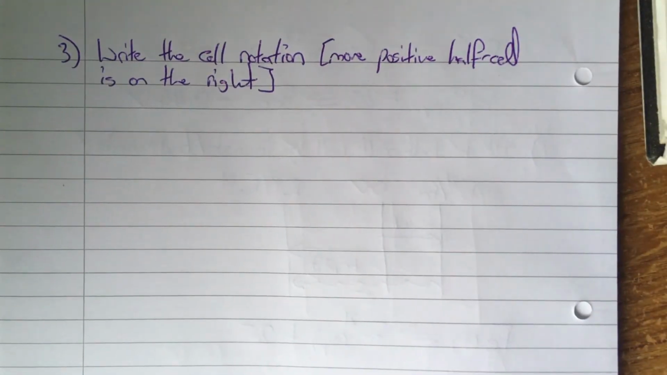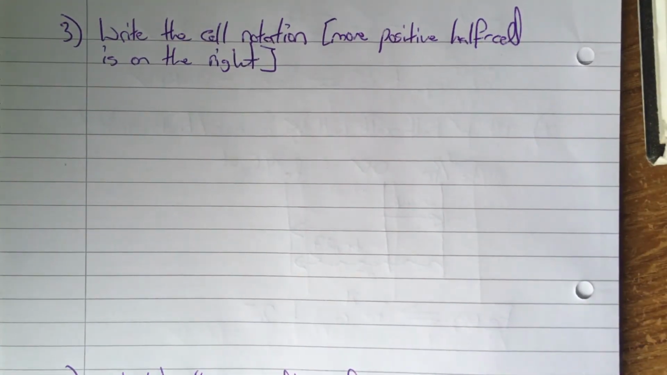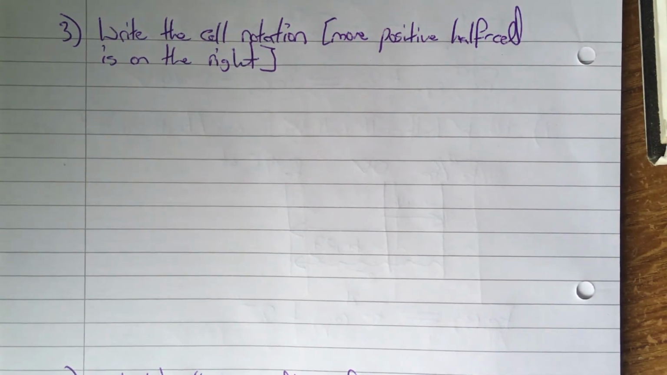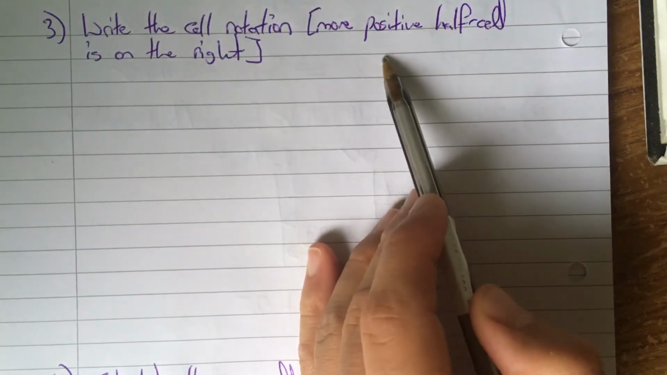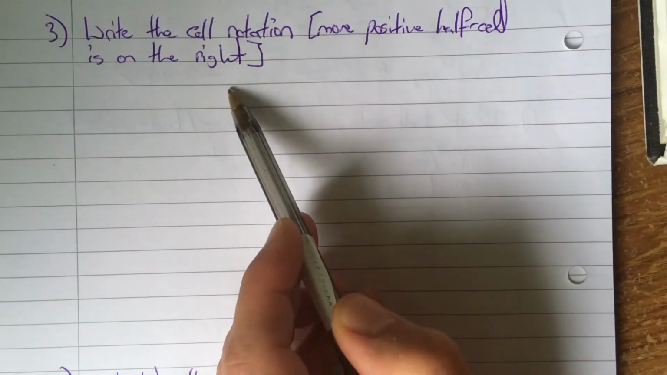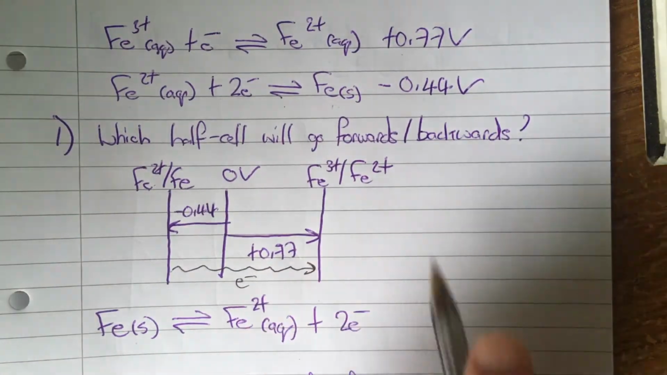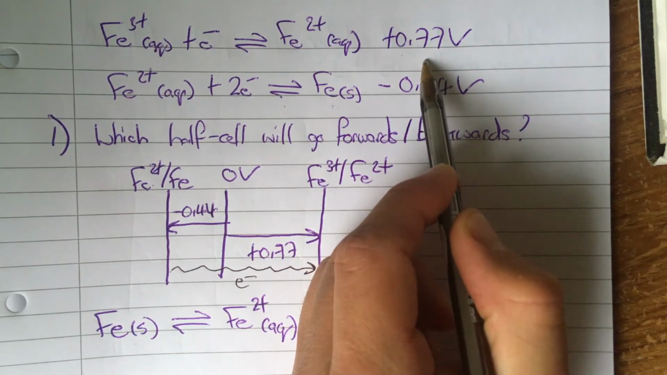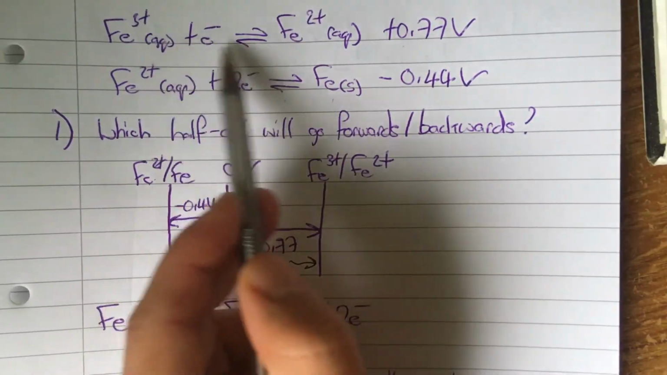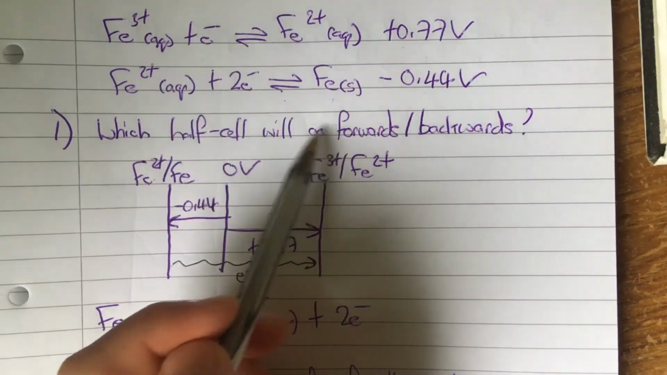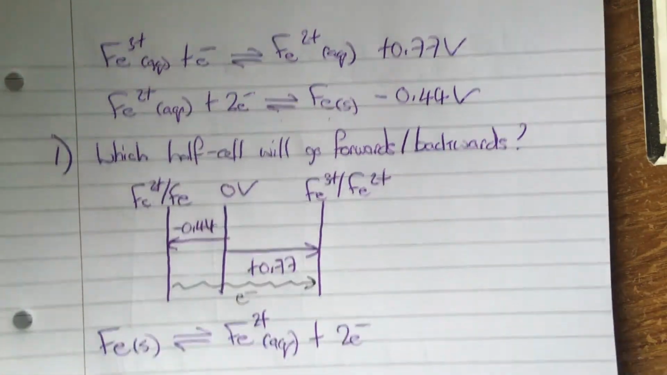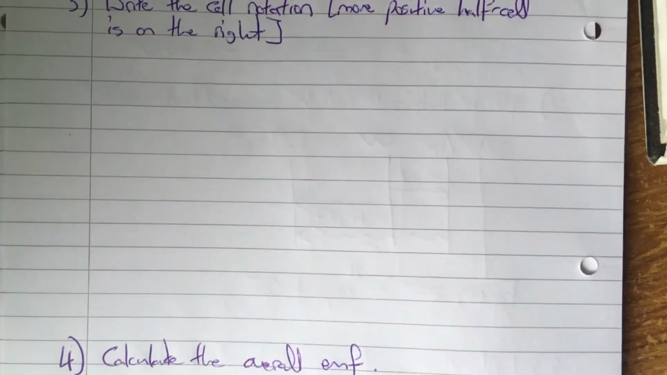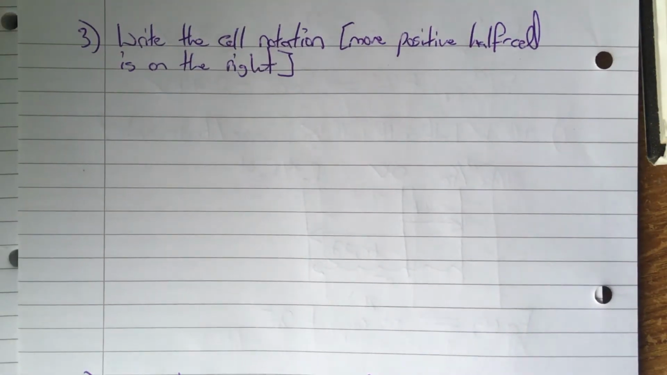The next thing I need to do is write the cell notation for this reaction. In order to do that, I need to know that I put my more positive half cell on the right hand side. So if I go back here, my more positive half cell is the one that's +0.77 volts, and that is the Fe3+/Fe2+ equilibrium, and then my more negative is this Fe2+/Fe. So I need to put my Fe2+/Fe on the left hand side, because that's the more negative one.